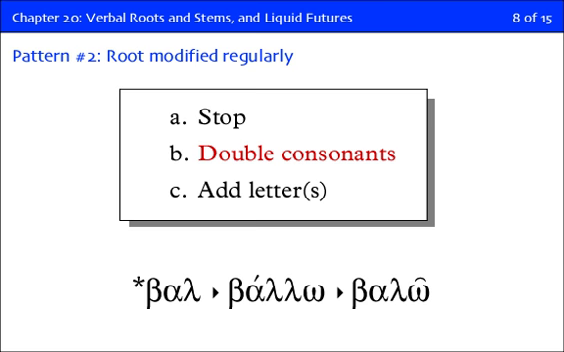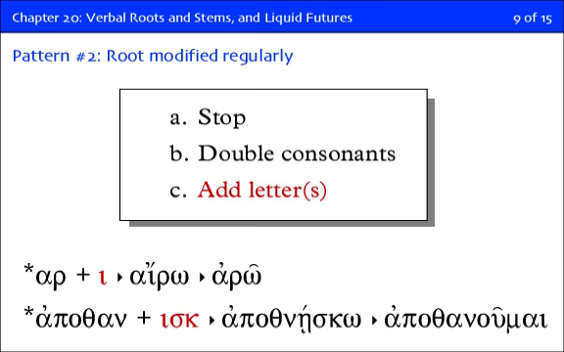So balo kind of words are another example of pattern 2. Now the third category in pattern 2 are words that have added a letter to the root in the formation of the present tense stem, and obviously when you get into the other tense stems, that added letter will not be present, but rather those other tense stems, like the future, will be formed from the root.